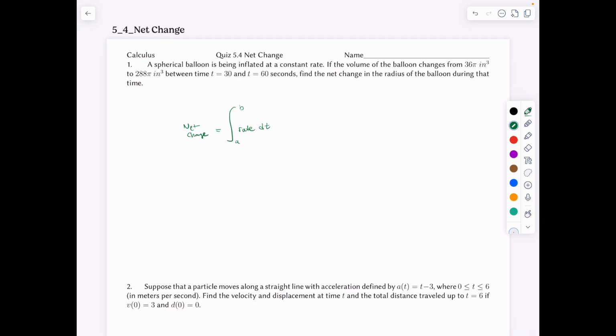Let's see, it says that we have the volume of the balloon changes from this to this in a time interval. Find the net change in the radius of the balloon. Okay, so we need the volume formula. Volume is going to be 4/3 pi r cubed. That's the volume of a sphere. And this is confusing. How do we do this? Between these times, find the net change in the radius of the balloon during that time. So essentially I want to know the rate at which the radius is changing.